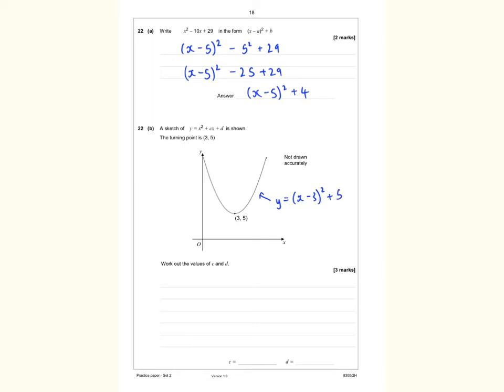Okay, and the question is work out the values of c and d. So find these values here, multiply this out, make it look like that, and then we can find it. So x take away 3 times x take away 3, and I need to add 5 at the end. This is going to be x squared take away 3x take away 3x plus 9 add 5. Then we're going to have x squared take away 6x add 14. Okay, so c is -6 and d is 14.